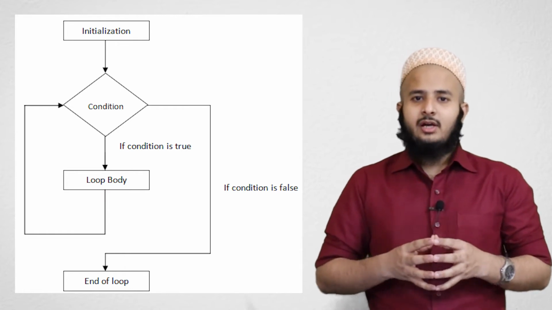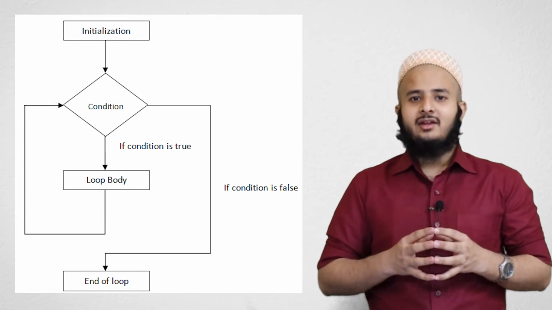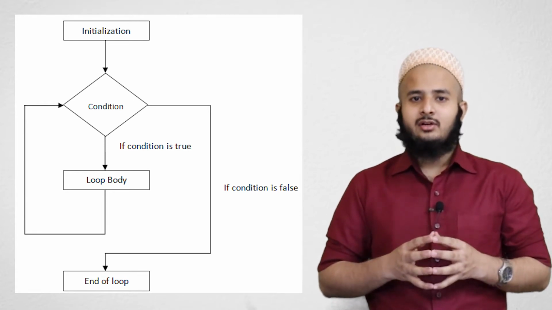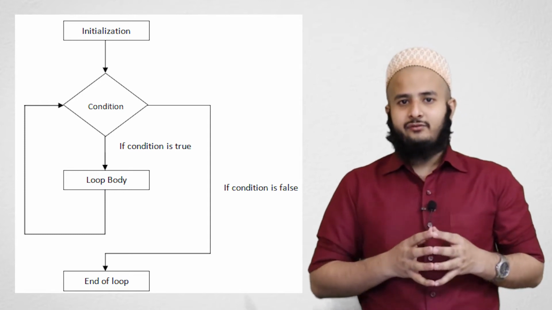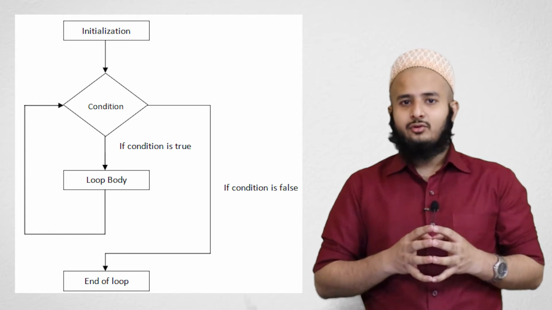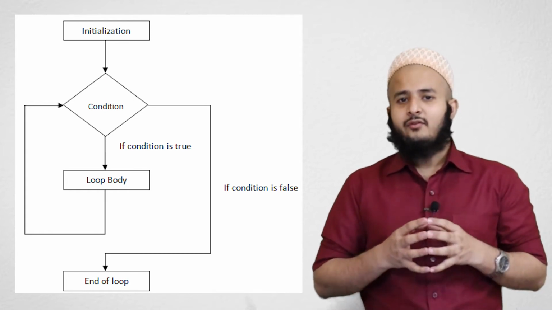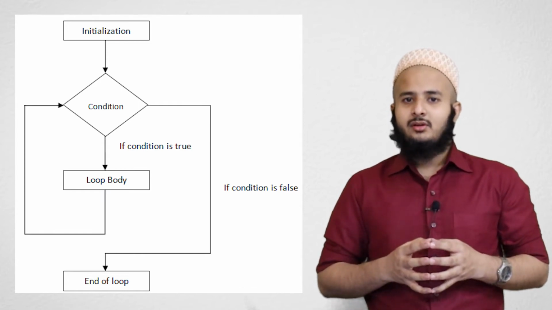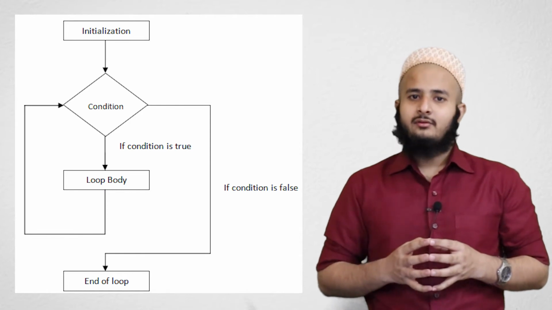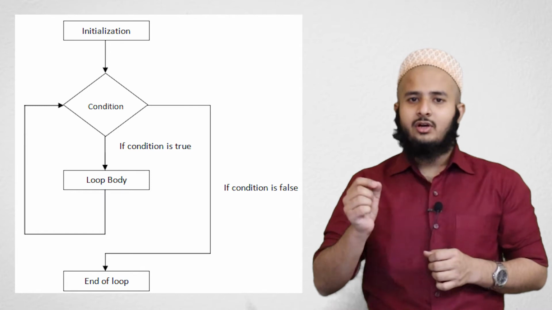But in case the initial value of the counter is equal to 1, then we have to write the condition that the counter value is less than or equal to 10. If the initial value of the counter is 0, then the condition would be counter value less than or equal to 9. And if the initial counter value is 1, then the condition would be counter value less than or equal to 10. So this condition is based on the initial value of the counter.